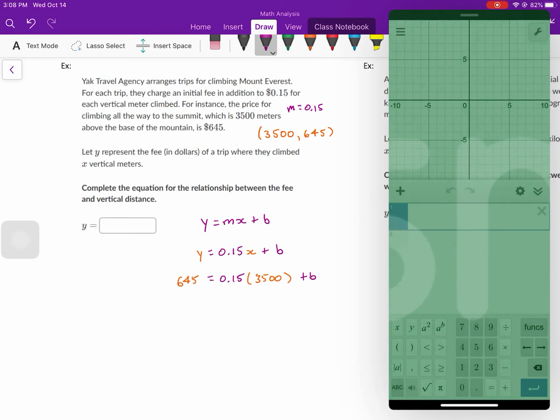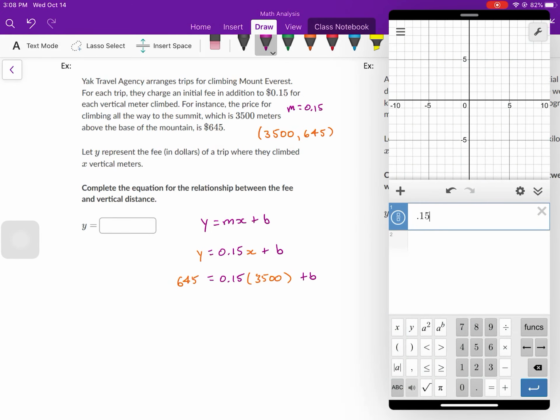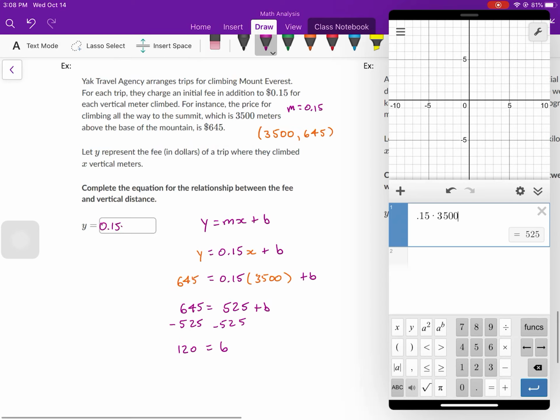Right, so I'm going to use Desmos to help me out here. So 0.15 times 3,500 is 525. That's nice. And then I'm going to go ahead and subtract the 525 from the other side. And so 645 minus 525 is 120. So the y-intercept is 120. So our equation is going to be 0.15x plus 120.